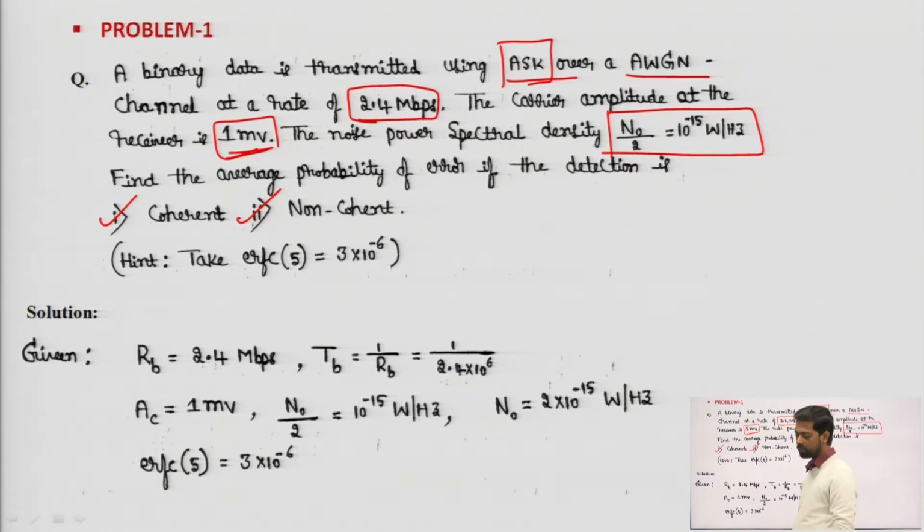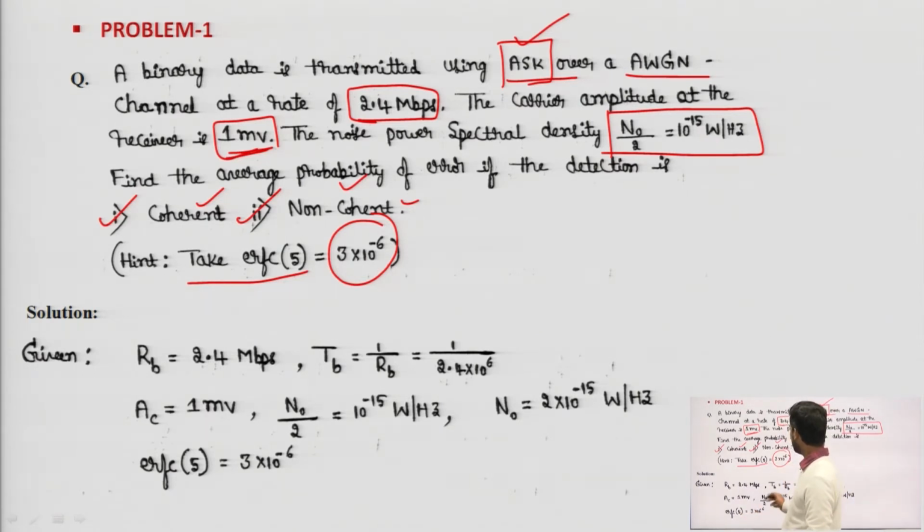A hint is also given: take the ERFC of 5 equal to 3 multiplied by 10 to the minus 6. So here the modulation scheme is ASK. In ASK we use coherent and non-coherent detection. Coherent means I am using a local oscillator at the receiver, and if I am not using this, it is the non-coherent type of demodulation scheme.